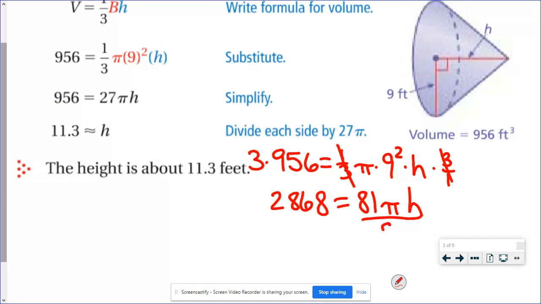And then I would divide by the 81 and by the pi. Now I can write it in one step. On my calculator, I'm going to have to say divide by 81, hit equals, divide by pi, hit equals. And I still get that 11.27, blah, blah, blah, which would be about 11.3.